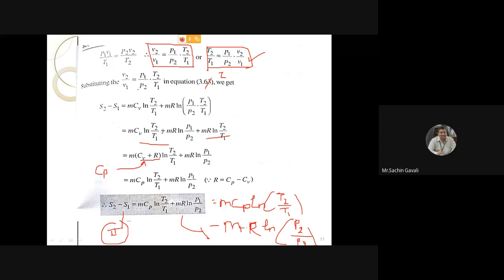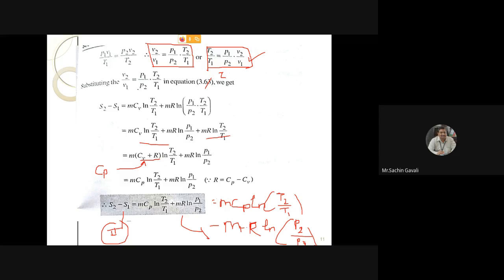Now our next step will be to get this formula in terms of pressure and volume. Okay, over? Suhas, Ajit, Kunal, over? Shubham, Shingan, over?